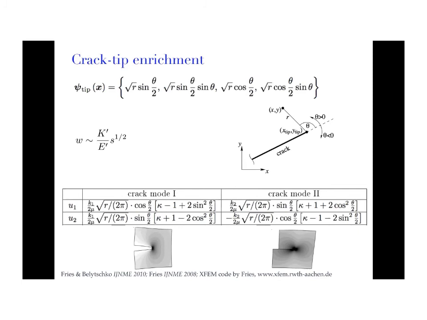The enrichment function psi tip represents the 4 functions that are the basis for these U1 and U2 functions. So when you introduce into your polynomial shape function space a Heaviside enrichment and this singular crack tip enrichment, you are able to represent correctly the displacement and stress around the crack. It allows the extended finite element method to obtain the optimal convergence rates if you discretize the problem and solve numerically.